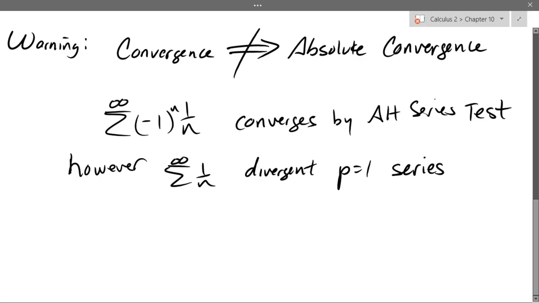So that's basically it for alternating series. That's all we need right there. You need to do a couple examples, but there's not very much more to it. This is probably the trickiest part, absolute and conditional, the difference between those two.